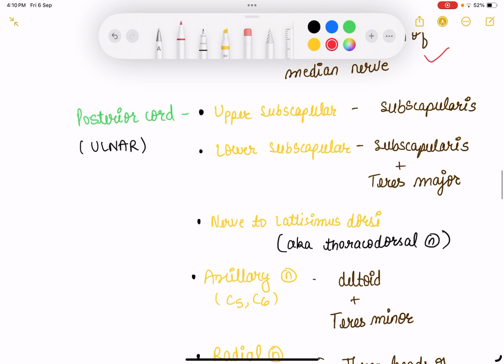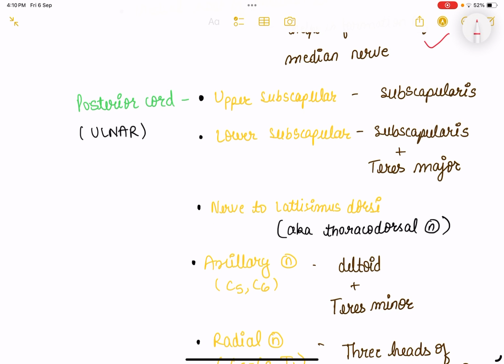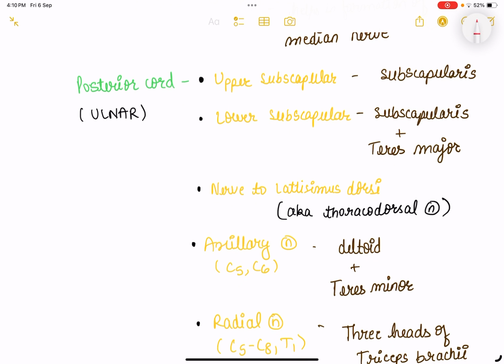Now, let us discuss the branches of the posterior cord. The mnemonic is ULNAR. U, upper subscapular nerve, which supplies the subscapularis, and L, lower subscapular nerve. It innervates the subscapularis and teres major. So you have to remember this. It might come as an MCQ.